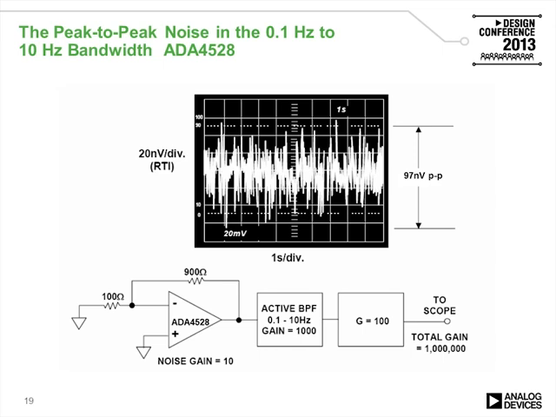For instance, take the ADA4528. This is a zero drift amplifier that uses a special technique to reduce 1/f noise. As can be seen from this slide, the input referred noise is only 97 nanovolts peak to peak.